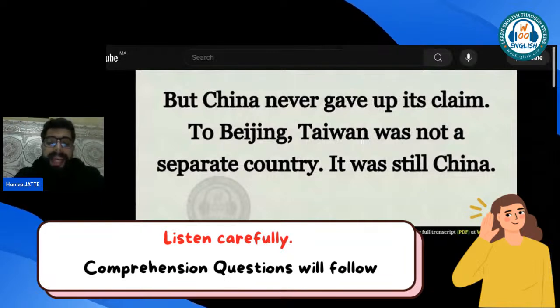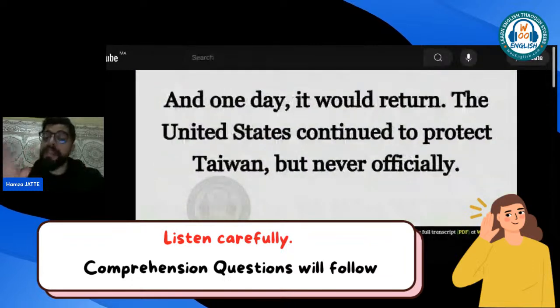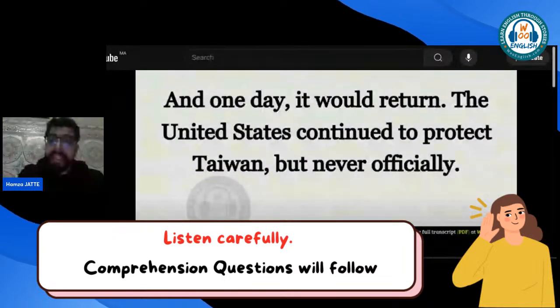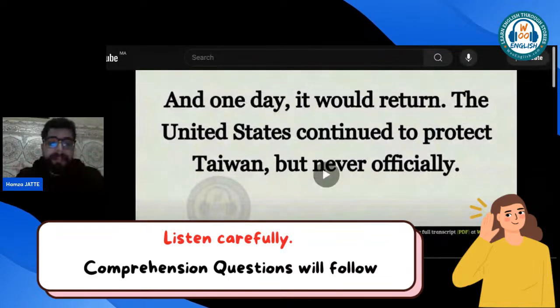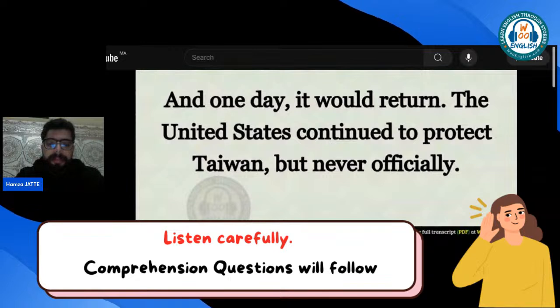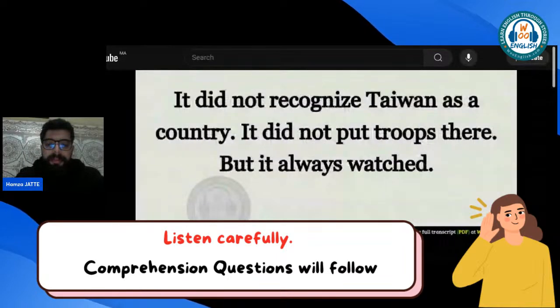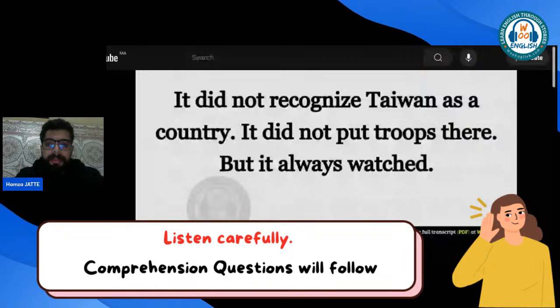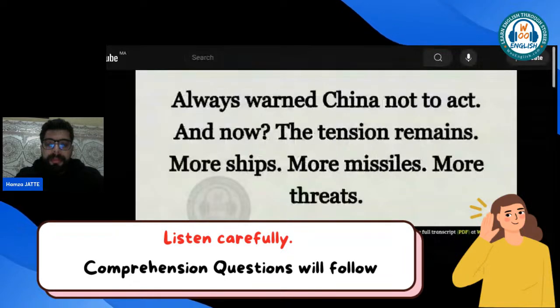This is why I said in the beginning, it's a disputed piece of land. Because for China, it's Chinese land. For Taiwan, it's an independent country. And one day, it would return. The United States continued to protect Taiwan, but never officially. It did not recognize Taiwan as a country. It did not put troops there, but it always watched, always warned China not to act.